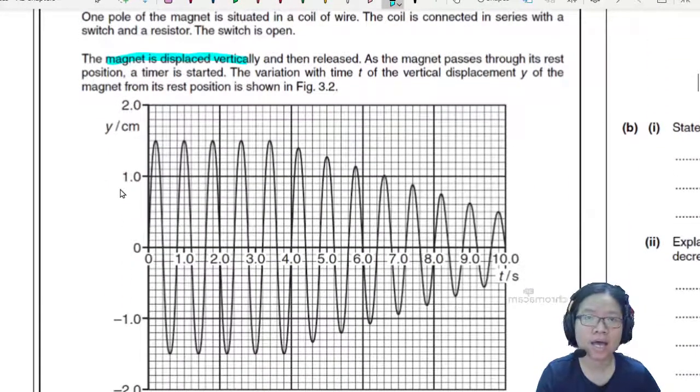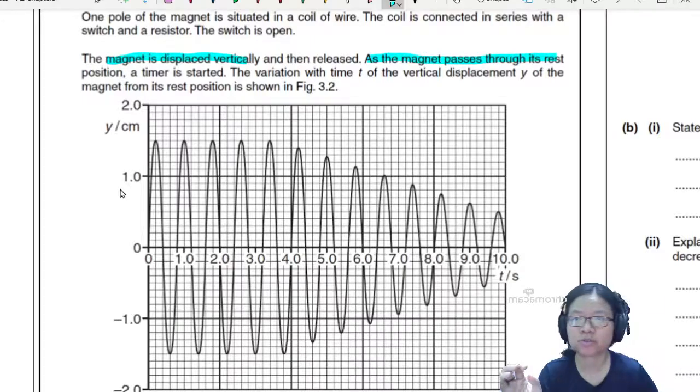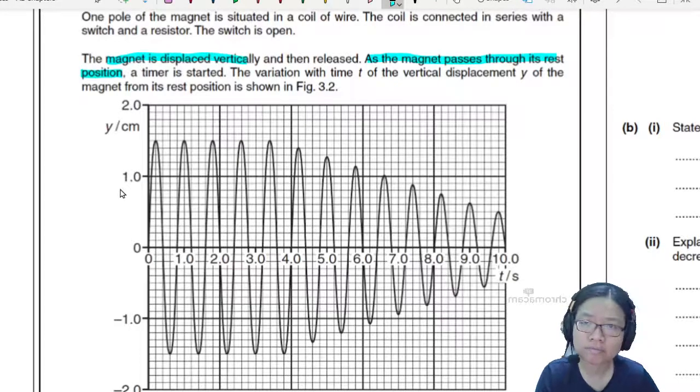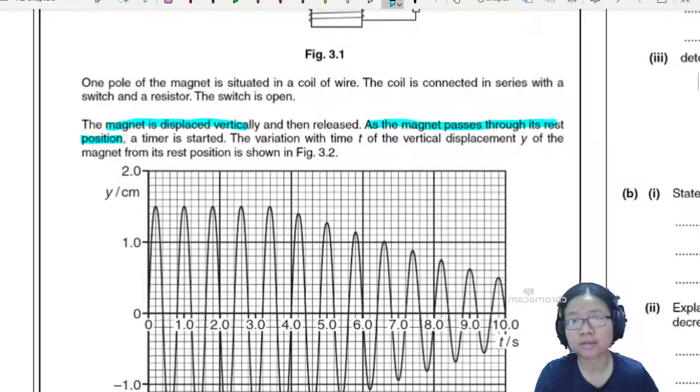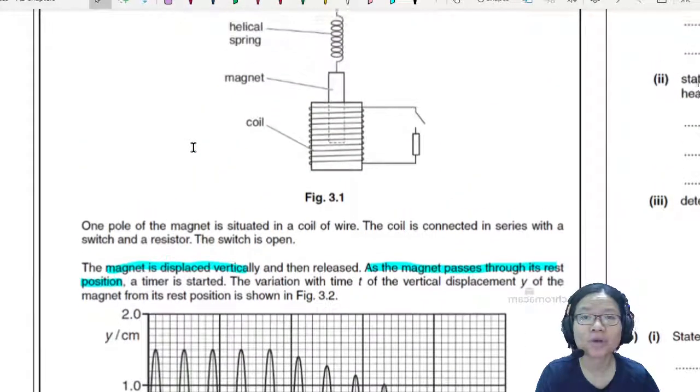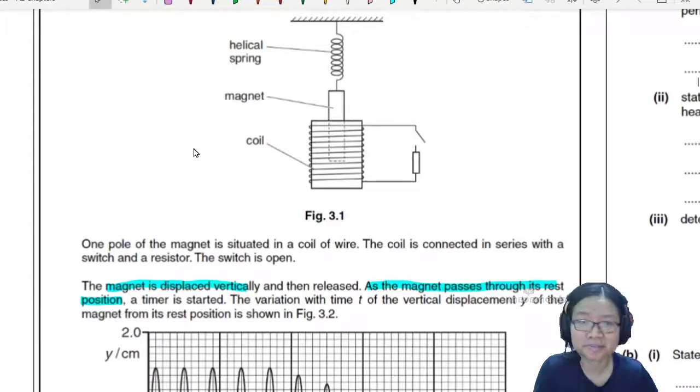So the magnet is then displaced vertically and released. As the magnet passes through its rest position, a timer is started. The variation with time t of the vertical displacement y of the magnet from its rest position is shown in figure 3.2. So you may be wondering where the rest position is. I'll draw it for you. The diagram on top shows you where the rest position is, which is here. We could take a reference point, so I guess outside the coil is easier to see. So here is the rest position.